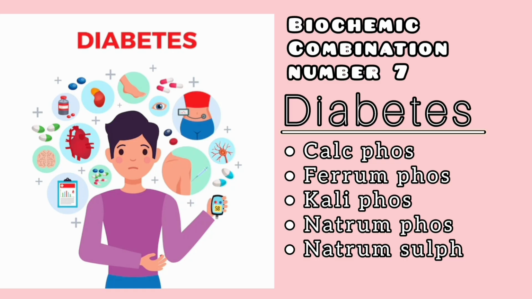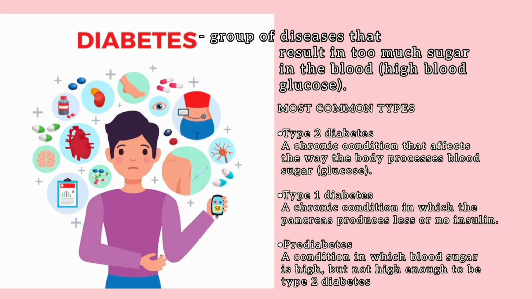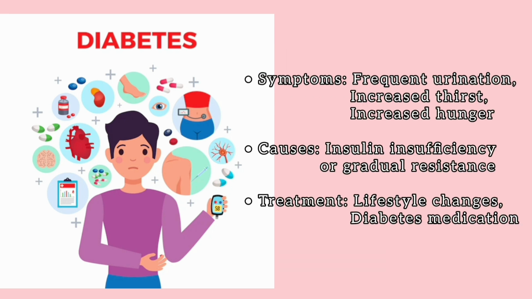Biochemic combination number 7, diabetes. Calcarea phos, ferrum phos, kali phos, natrum sulf. Diabetes is a group of diseases that result in too much sugar in the blood. The most common type of diabetes is type 2 diabetes. It is a chronic condition that affects the way the body processes blood sugar. Type 1 diabetes is a chronic condition in which the pancreas produces little or no insulin. Prediabetes is a condition in which blood sugar is high, but not high enough to be type 2 diabetes. Symptoms include frequent urination, increased thirst, increased hunger. It is caused mainly due to insulin insufficiency or gradual resistance. Treatment includes lifestyle changes and diabetes medication.